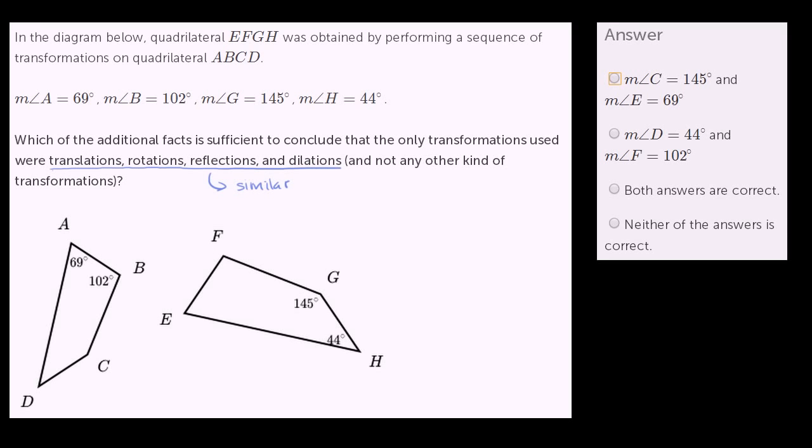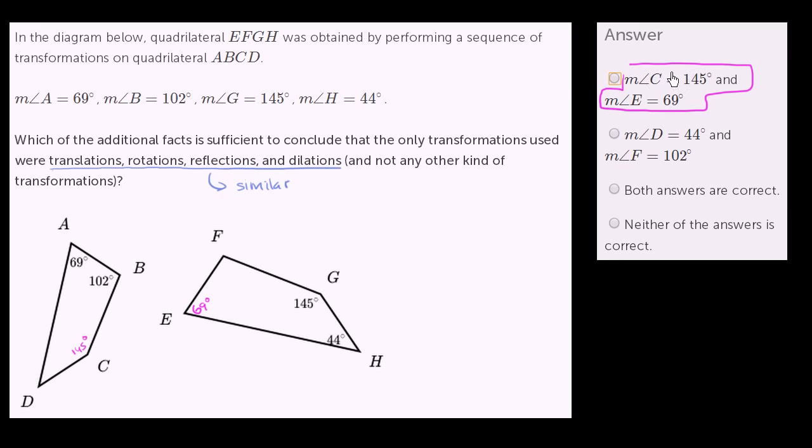So let's look at this first set of facts right over here. They give us the measure of angle C is 145 degrees. So they tell us that that right over there is 145 degrees. And actually I could just write a 145 degrees right over there. And they tell us that the measure of angle E is 69 degrees. So they tell us that this is 69 degrees.